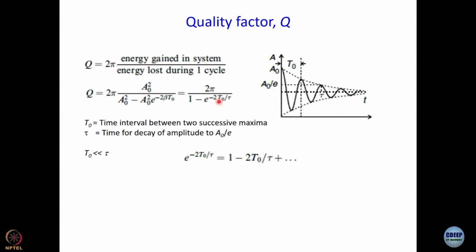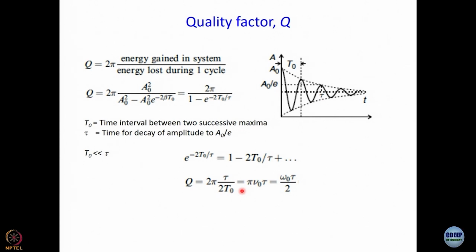Very convenient, 1 and 1 will cancel each other. What am I left with? Something like this. Now, 2 and 2 will cancel, of course. 1 by T0, what is T0? T0 is the time period. What is 1 by T0? 1 by time period? Frequency naturally, and of course, the answer is also in front of you. Pi nu 0 tau.